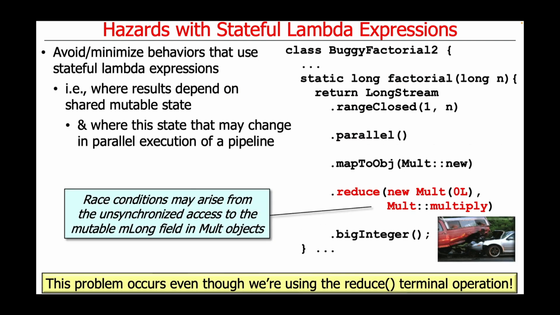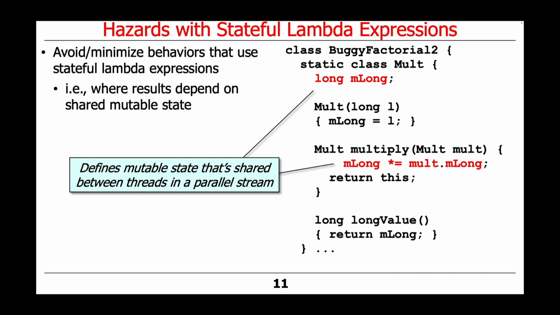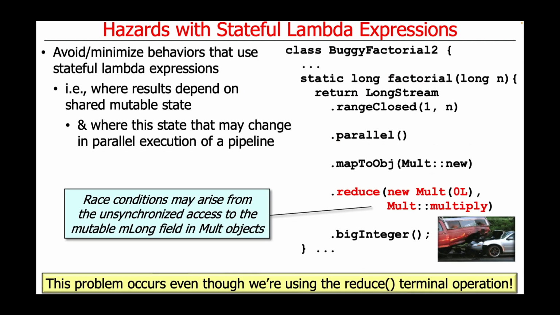And so as a consequence, race conditions may occur here due to the unsynchronized access to the mLong field in Mult. So you can see reduce, we say new Mult. So we got one and only one instance of this thing. And now we're going to be calling the multiply method as the accumulator here in reduce, but it's always going to be accumulating into mLong. And since multiple threads are calling multiply and mLong is not protected, then crazy things occur. And what's interesting here is even though we're using the reduce terminal operator, we still are going to have problems. So this is not going to save us.